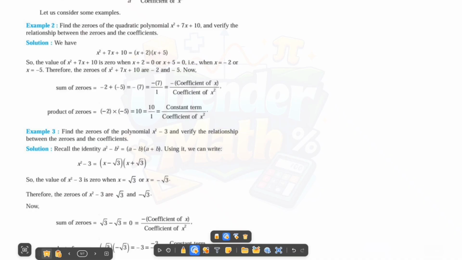So let's write what is given. What is the polynomial? The polynomial is p of x equals x square plus 7x plus 10.